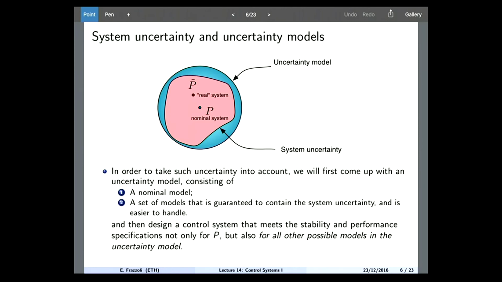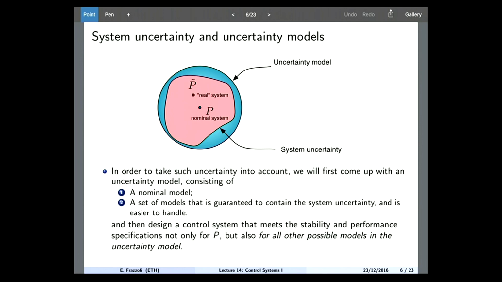The idea is the following. So let's say that you have the real system. The real system is something that you don't know, okay? Period. You just don't know what it is. However, you can design a nominal system, okay? So this is your model, okay?